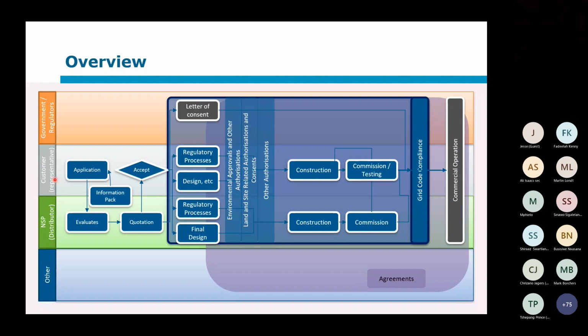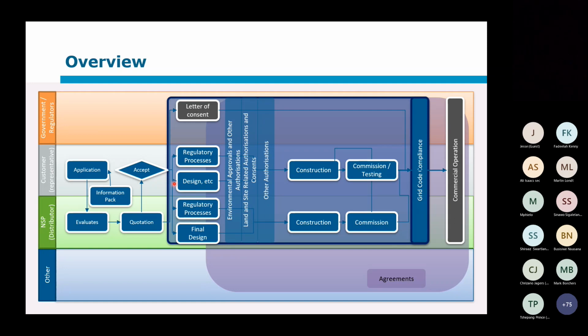So we start here with the application, and the customer should at that stage receive an information pack that we will discuss just now. Once the customer has done the application, it goes back to the distributor, who will evaluate this application and the impact on the network, whereafter a quotation will be issued. And that's basically the steps 2 and 3. Once the customer accepts that, he can go through with the next set of steps.